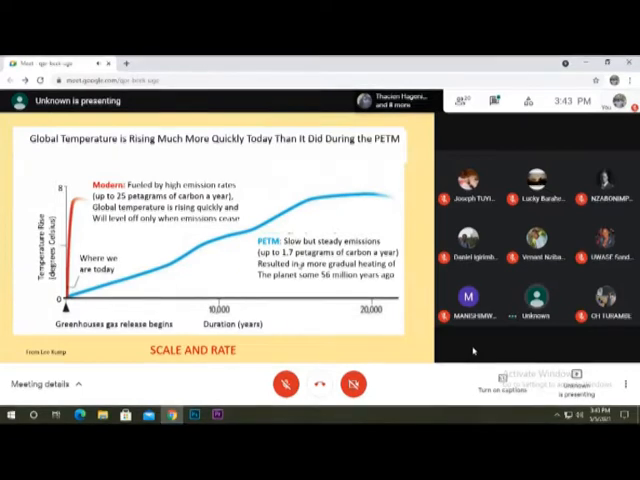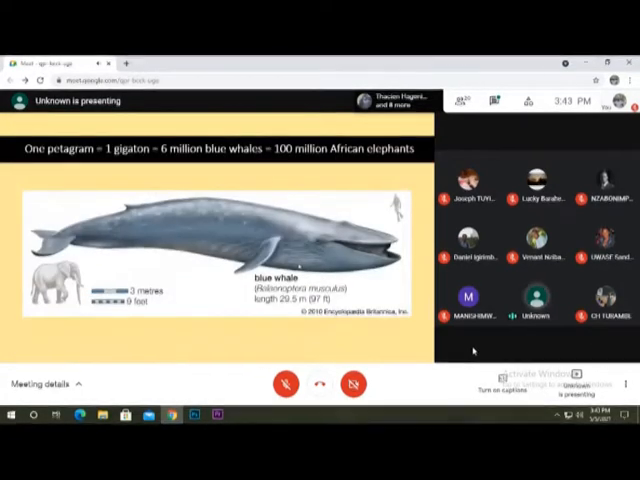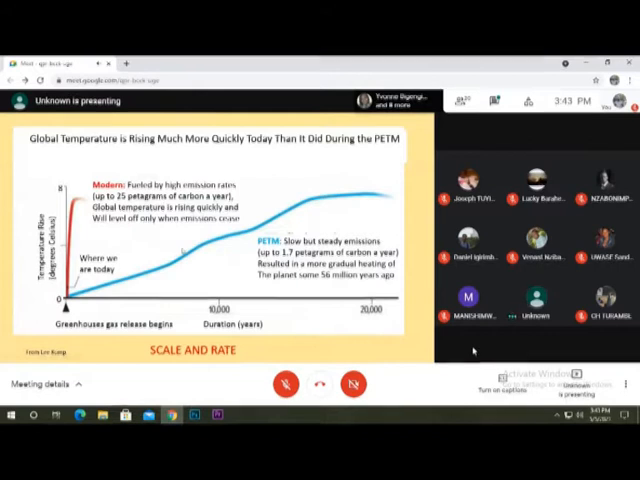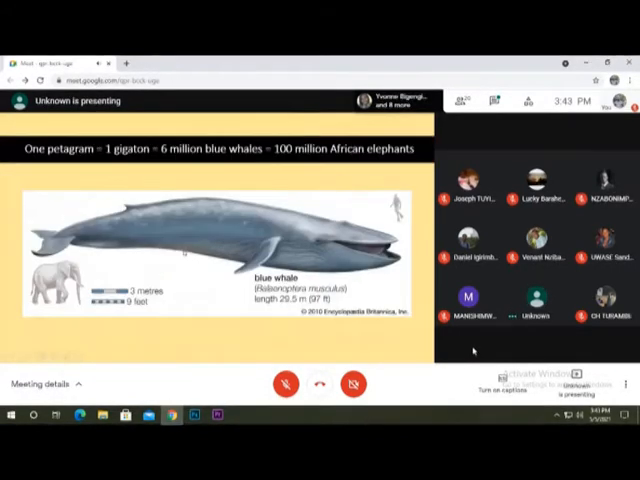Here's an example. So if you go back, there's 25 petagrams today, or 30. Okay. So 1 petagram equals 1 gigaton. 1 gigaton equals 6 million blue whales, or it equals 100 million African elephants. So multiply that by somewhere between 25 and 30, and that is how much carbon dioxide is being put into the atmosphere every year. Okay.